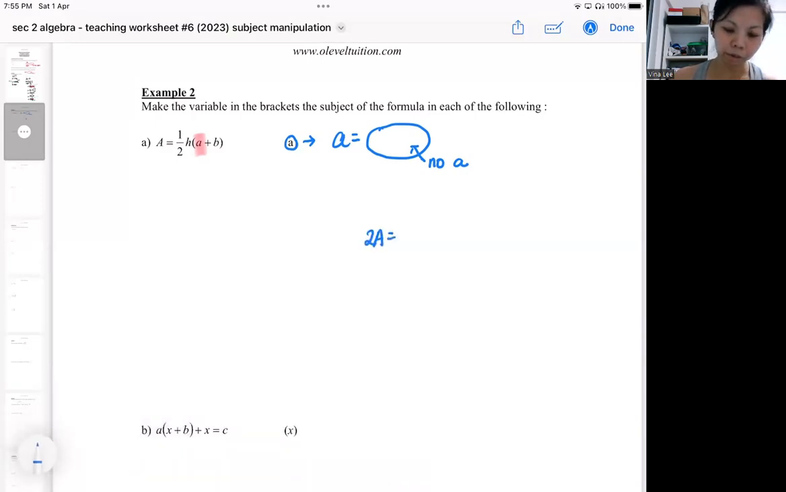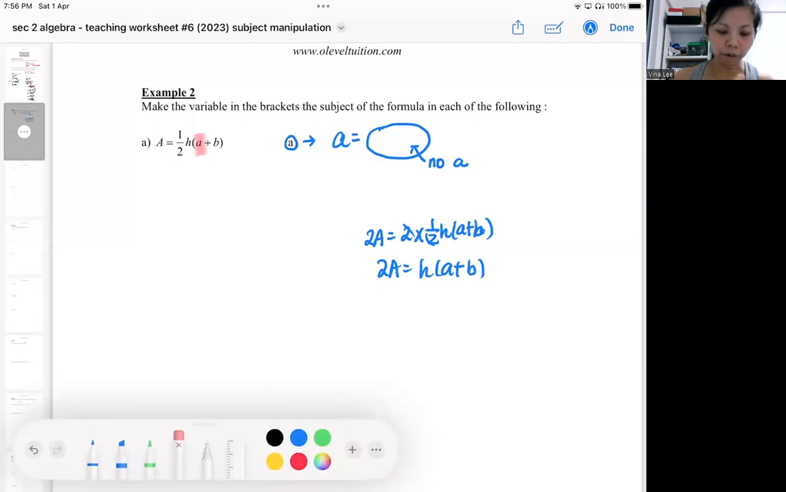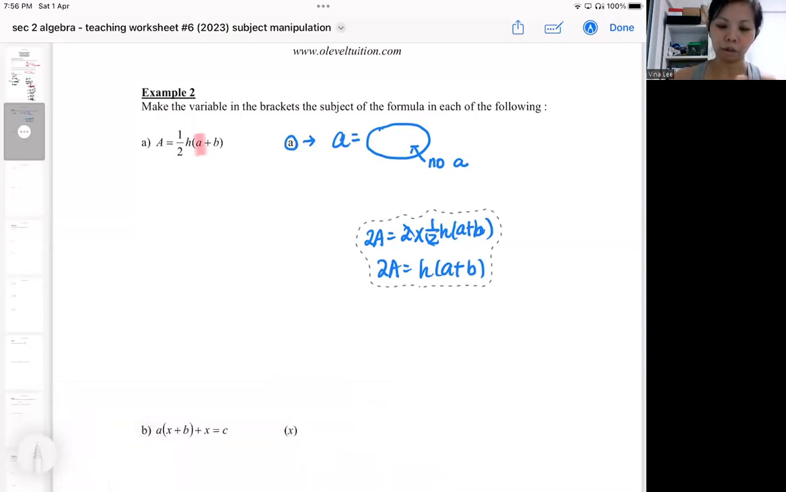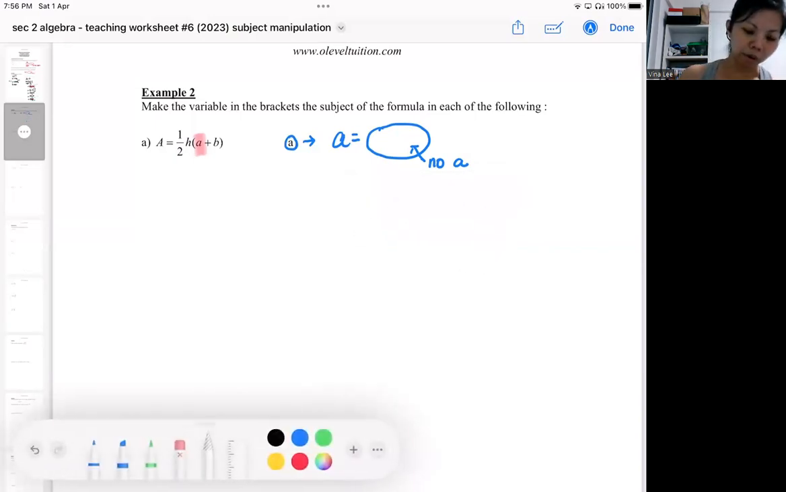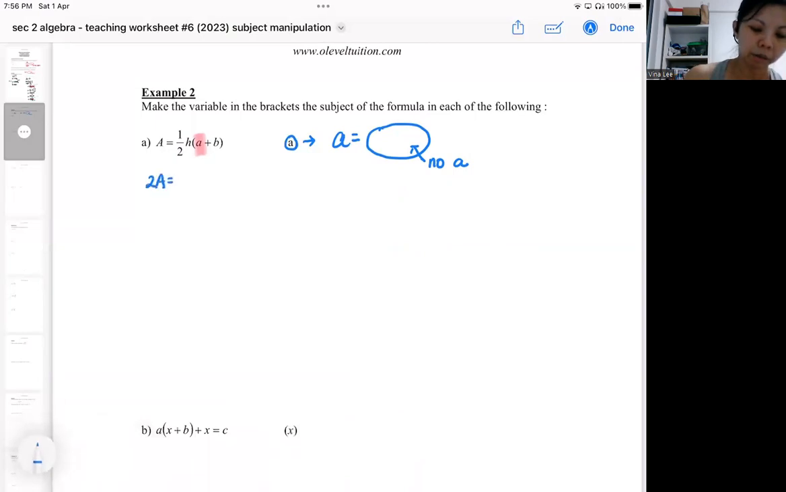So you multiply 2. So 2 times half h a plus b. So it will disappear. So you can actually continue from there. Okay, so or we can go for cross multiplication. So I'm trying, let me write properly for you. Okay, so maybe I show you the multiply by 2 on both sides. So if I multiply by 2 on both sides, 2 times half, that will be a 1. So you'll be left with this.